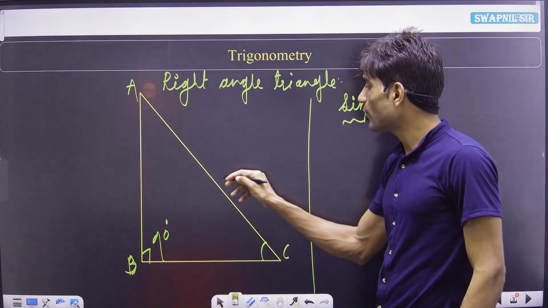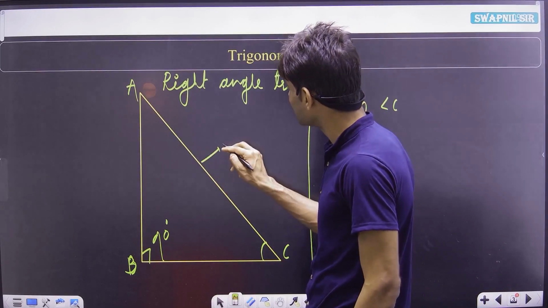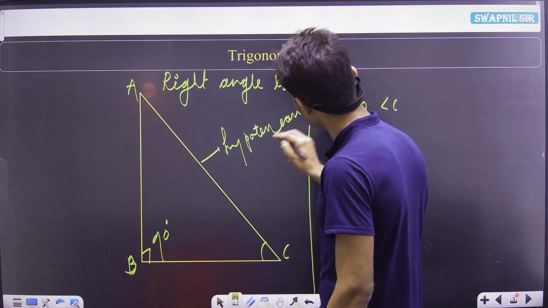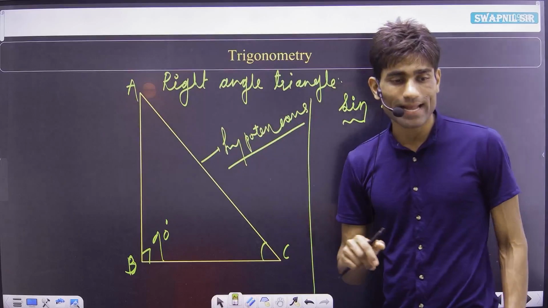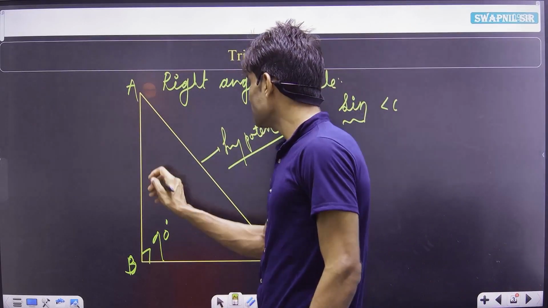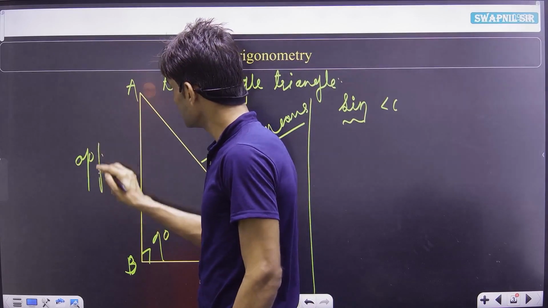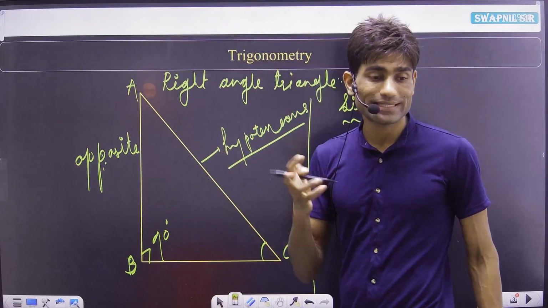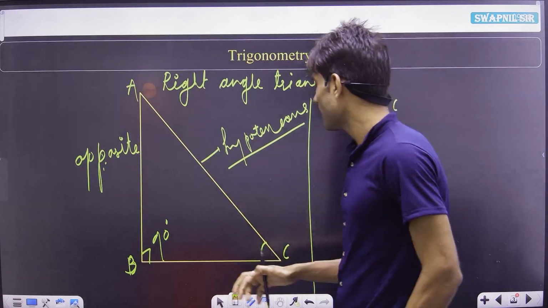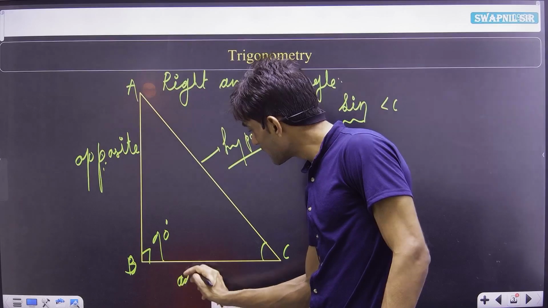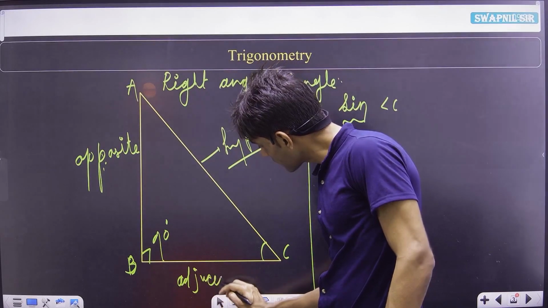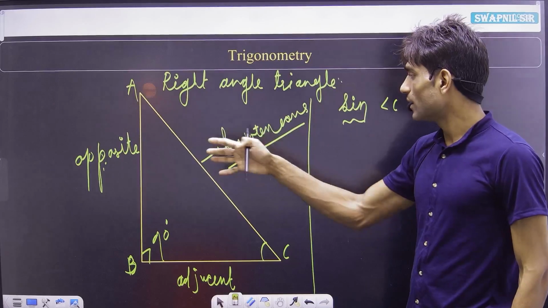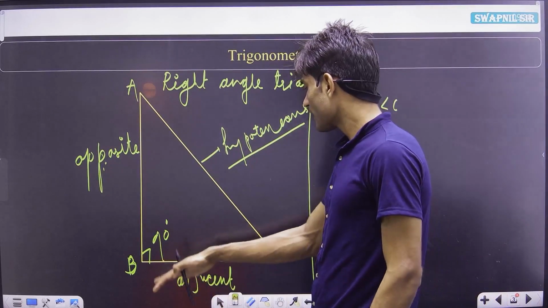Now as we know, the biggest side in our triangle always represents the hypotenuse. So the front side of angle C is the opposite side, and the remaining side in our triangle is the adjacent side. One of the biggest sides is the hypotenuse, the front side is the opposite side, and the remaining side is the adjacent side.